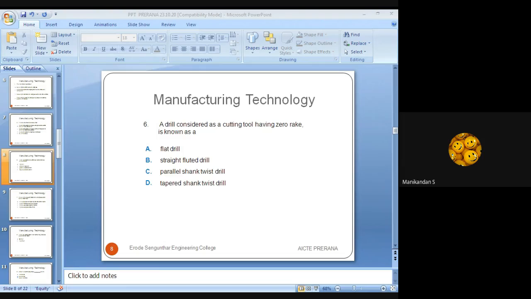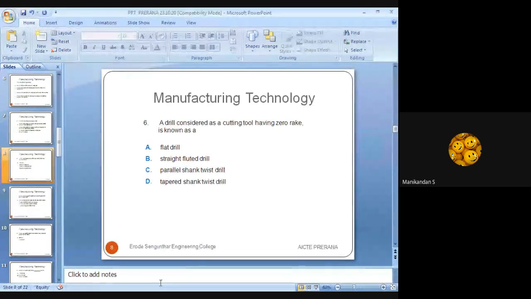Note down the answer. A drill considered as a cutting tool having zero rake is known as a straight fluted drill.